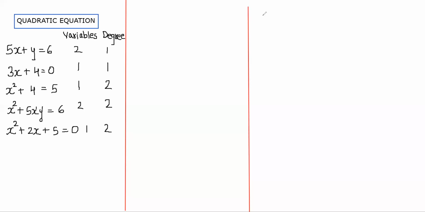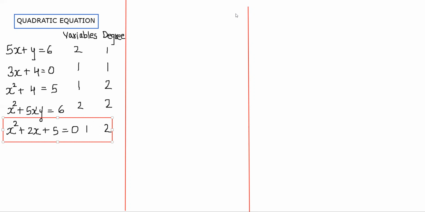So students, out of these examples, we are going to concentrate on the example which we can determine as a quadratic equation. So what is a quadratic equation, students? Any equation having degree 2 and one variable is called a quadratic equation.